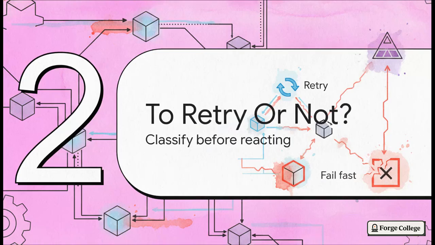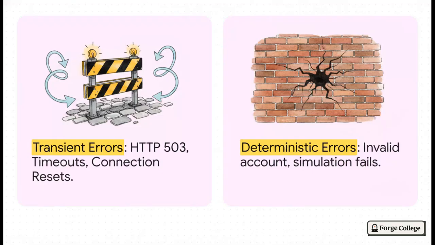Moving right along to Section 2, to retry or not, because we really need to classify our failures before we even think about reacting. Because throwing the exact same request at a server over and over, that's not a strategy, that's just spamming. On the left side here, we have transient errors, like 503s. These are temporary roadblocks that warrant a polite retry. But on the right, deterministic errors. If an account is invalid or a pre-flight simulation fails because you're out of funds, waiting 10 seconds isn't going to magically spawn more crypto in your wallet. So the crucial point here, politely retry the temporary hiccups, but fail fast on the brick walls.